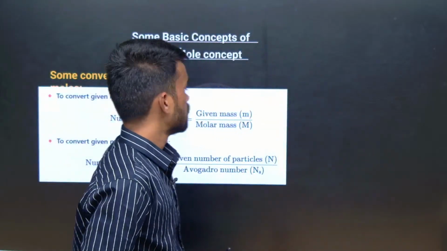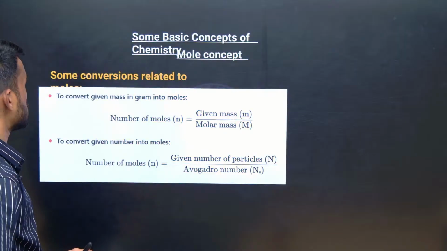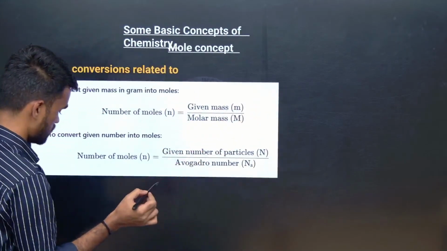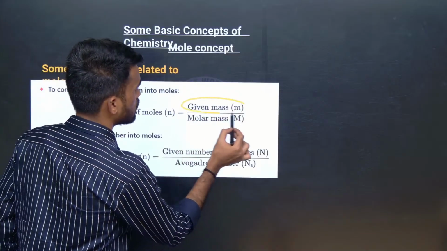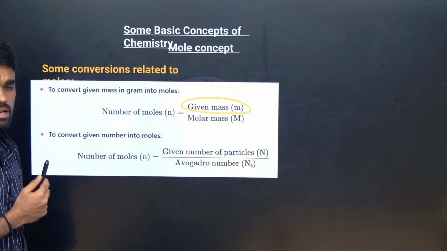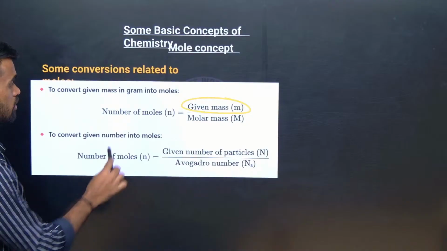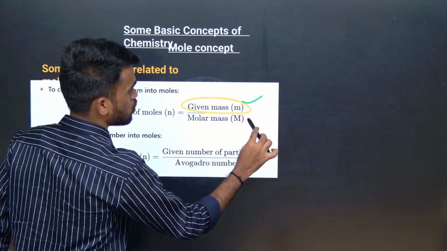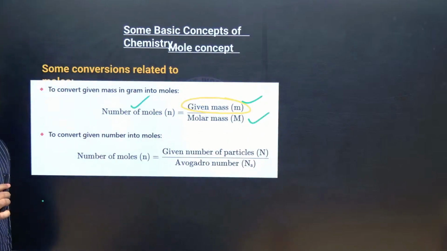Then next, what are the conversions? Just now we discussed that if the mass is given, we can divide it by the molar mass so that we will get the number of moles. So given mass by molar mass gives the number of moles.